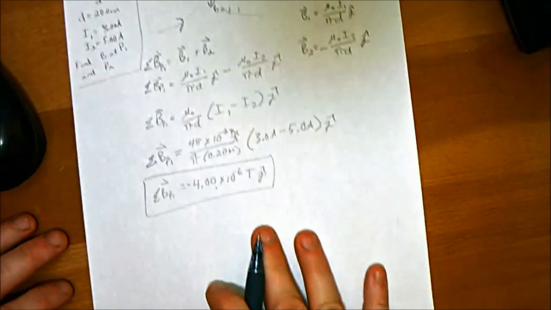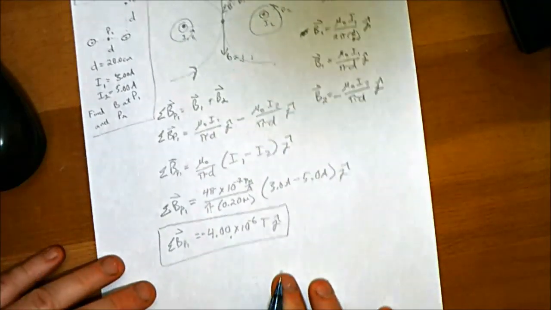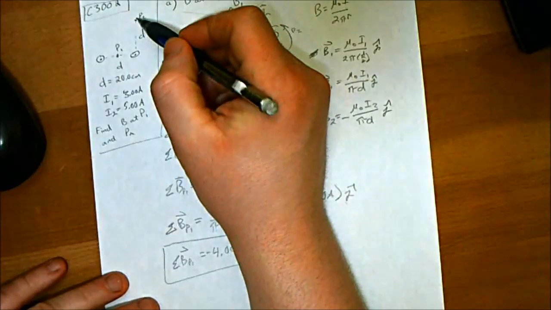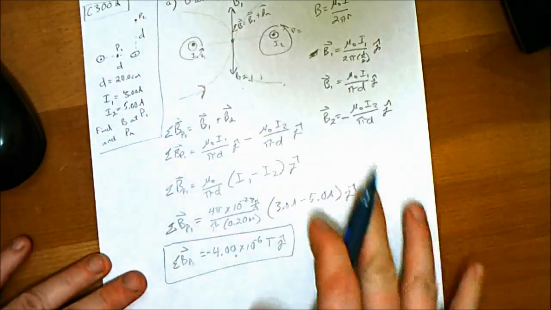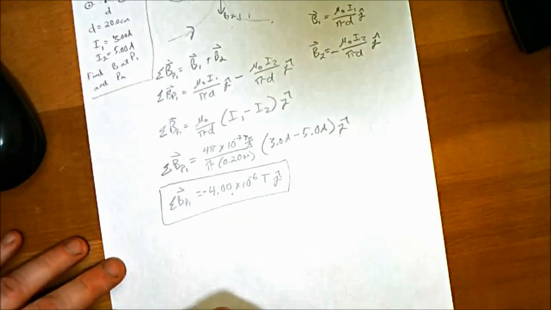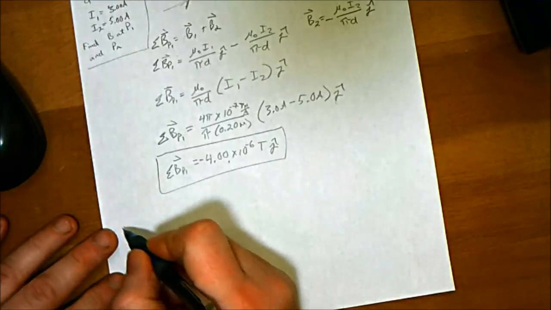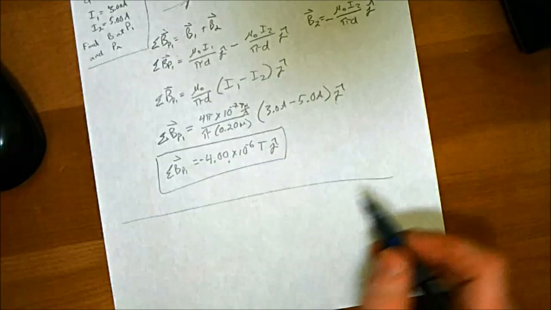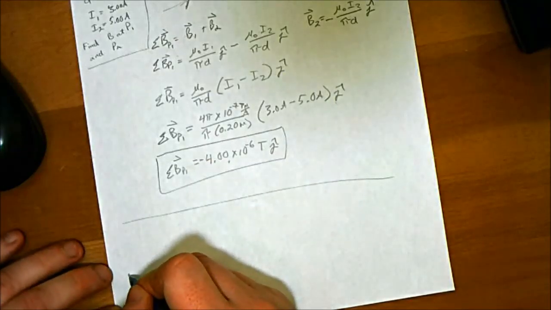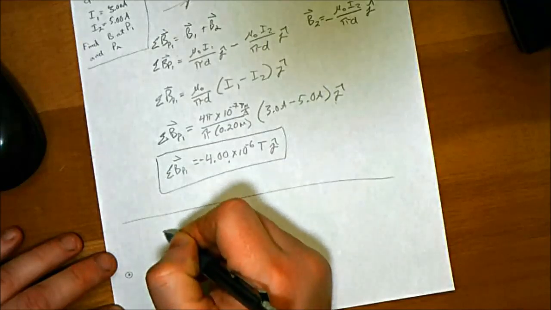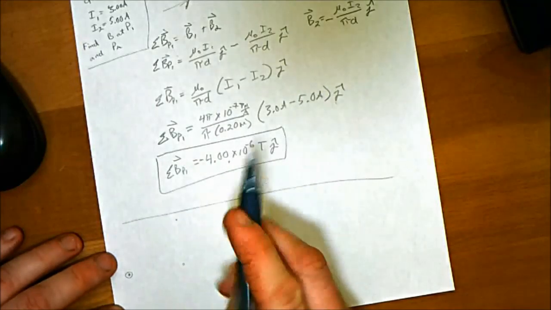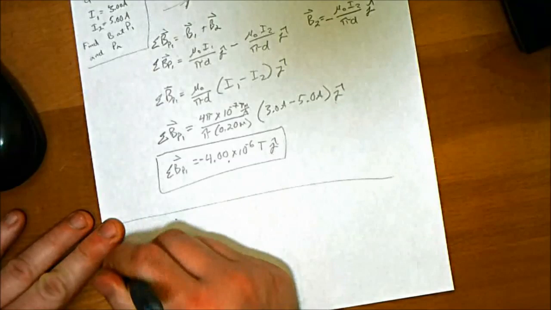The next part of the problem wants us to find the magnetic field at some distance d above the wire on the right hand side. So let me sketch this again in a little more detail down here. So I've got a wire here, wire here. Let me make it a little larger.